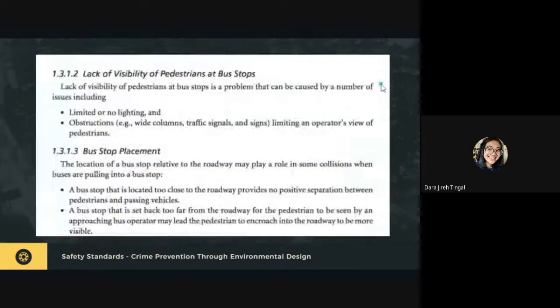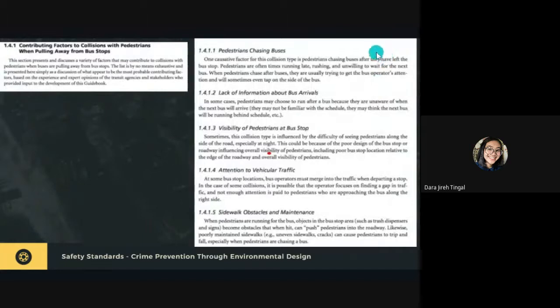Next slide, please. So, yes, again, to remedy this kind of incident, we should improve the visibility of the bus operators. Next slide, please. That was already discussed earlier with them. And that's it for here.